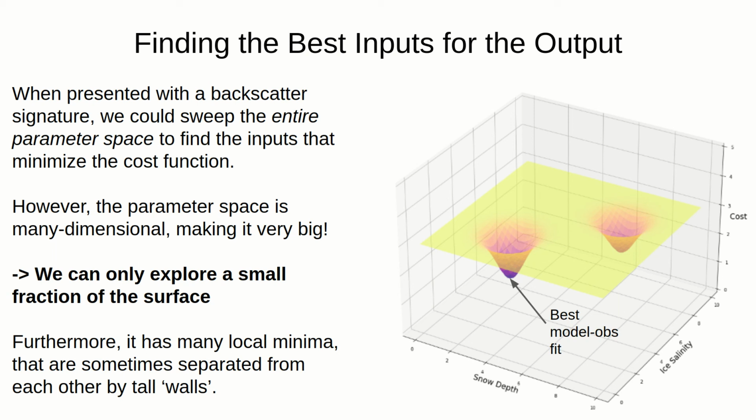Whereas when you have 10 different dimensions, so snow depth, snow temperature, ice salinity, ice thickness, ice correlation length, all of that, if the reasonable range of parameters could be 10 for each, then it's 10 by 10 by 10 by 10 by 10 by 10 by 10 by 10. So it's a really massive space to explore.